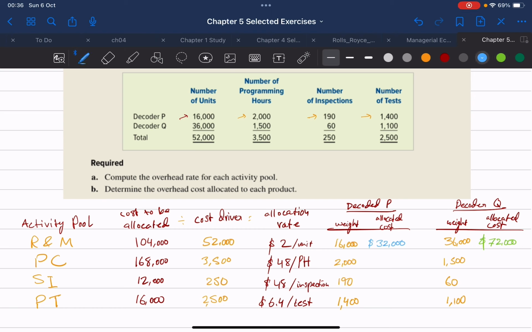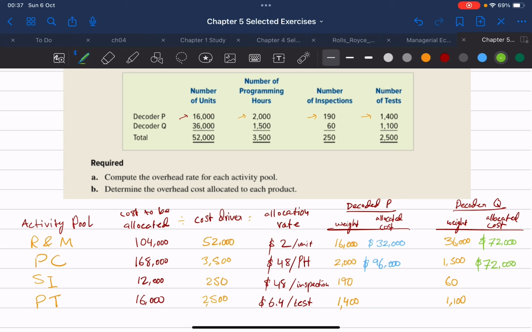Okay, so for the next activity, the weight is 2,000, the allocation rate 48. So I'll say 48 multiplied by 2,000. That's $96,000. And for decoder Q, it's only 1,500 programming hours multiplied by 48. That's $72,000.